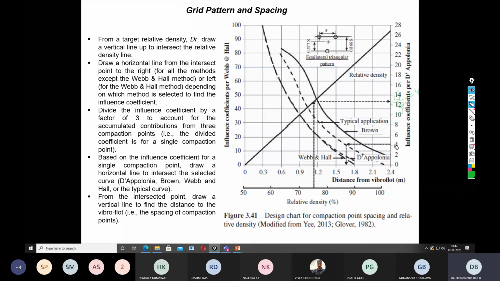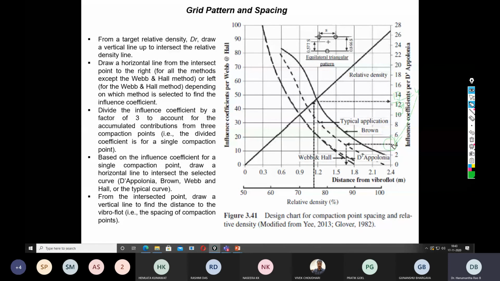From this 4, draw another line onto either this dark line or dotted line. Here you can see, this dotted line is typical application. Above the dark line is proposed by Brown, and below the dark line and the dotted line both are there. Below the dark line is proposed by Webb and Hall, and the dotted line is proposed by D'Apollonia.